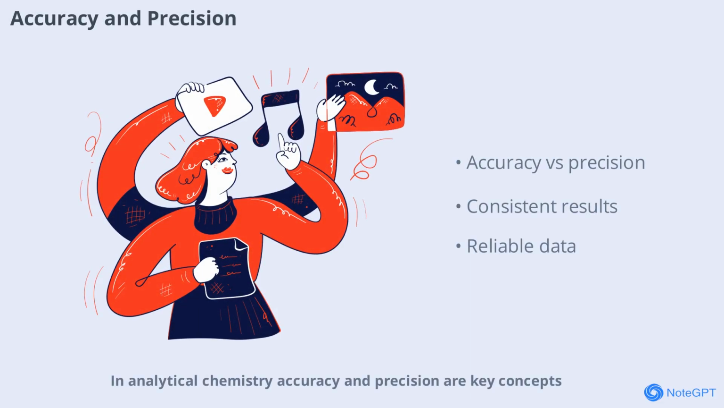In analytical chemistry, accuracy and precision are key concepts. Accuracy refers to how close your results are to the true value, while precision refers to how consistent your results are when repeated. Both are important for reliable data. Using calibrated equipment, following procedures carefully, and repeating experiments help improve accuracy and precision. Understanding these concepts will help you evaluate and improve your analytical techniques.